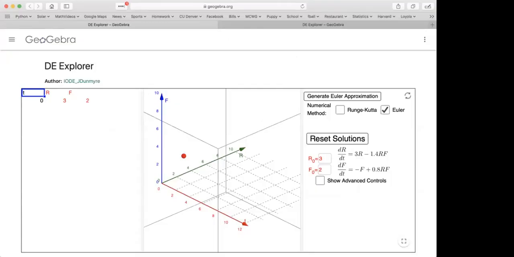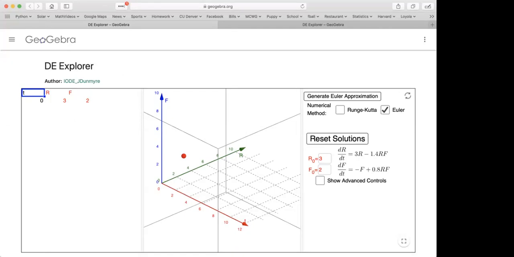Okay, so now you're looking at this website, Geogebra, and you can see the author of this Geogebra page. This is a really nice applet, so shout out to the people who developed this. What we're looking at here is our three-dimensional system. So we have an F axis, an R axis, and a T axis.